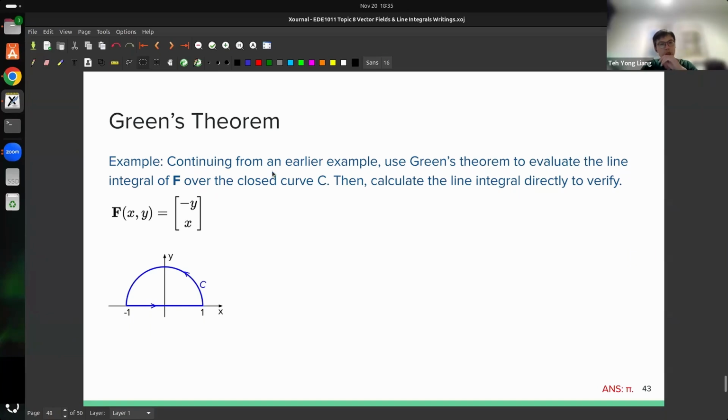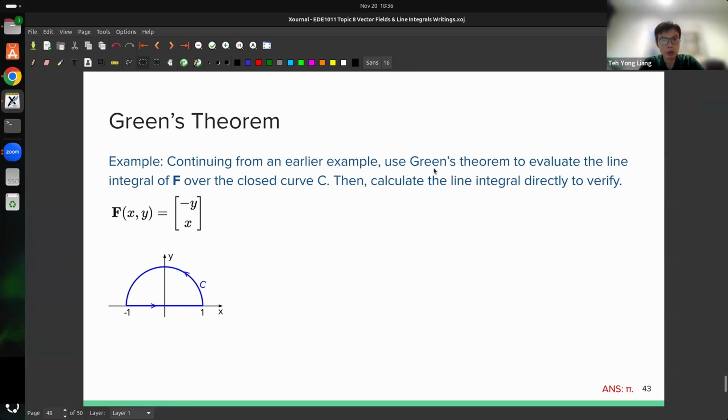Let's continue from an earlier example. Use Green's theorem to evaluate the line integral of f over the closed curve C. It's similar to the last example, but in the last example the curve C is not closed. It's only the semicircular part. In this case, we close it. Then after that, we calculate the line integral directly to verify that the number is the same as that given by Green's theorem.